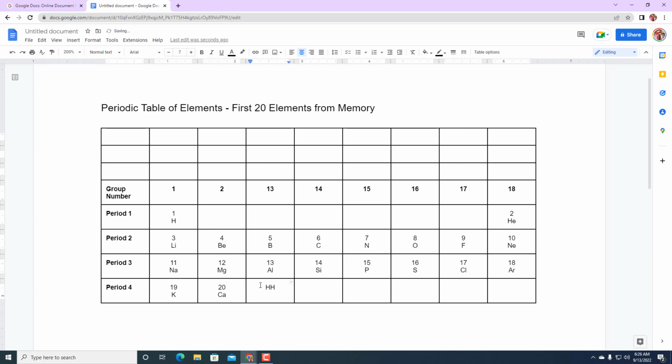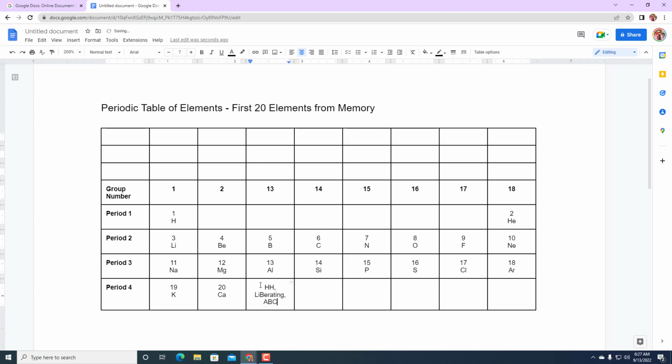And we'll put HH to remind ourselves that the first two elements of the periodic table start with an H, hydrogen and helium. And then it is liberating to know all of the first 20 elements. So Li for lithium, Be for beryllium. You have to know your ABCs, and in many ways the periodic table is like your ABCs.